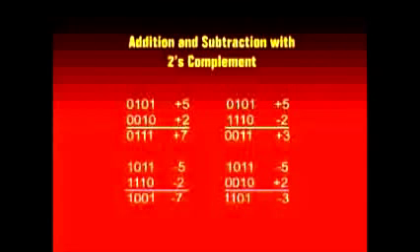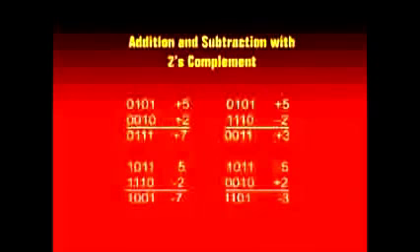The answer should be positive 7. Positive 5 represented in its 2's complement form is 0101. Positive 2 represented in its 2's complement form is 0010. The answer is 0111. Again, it is in its 2's complement form.